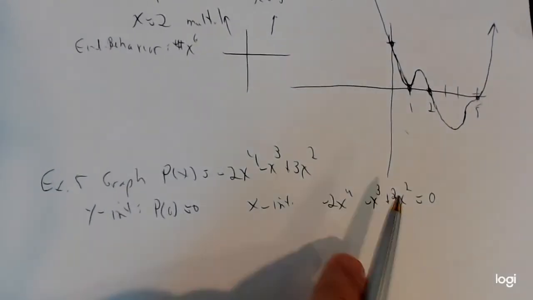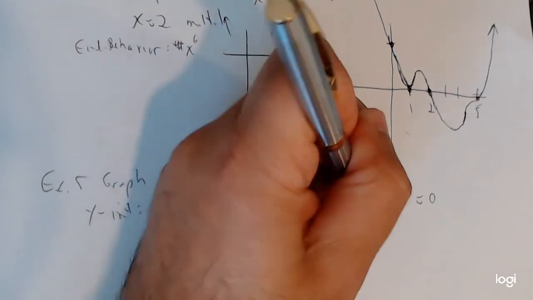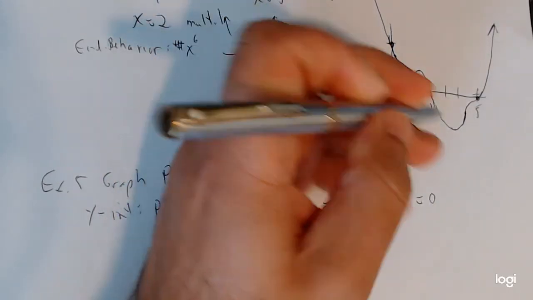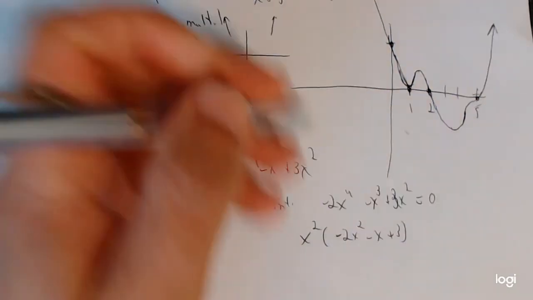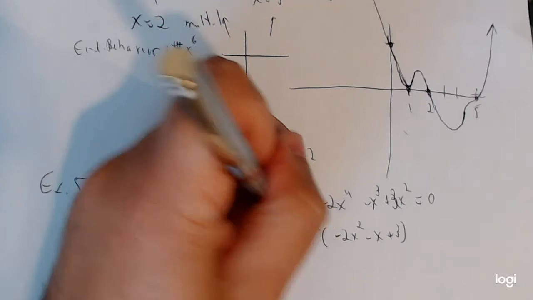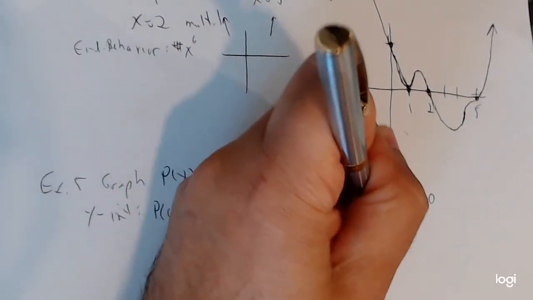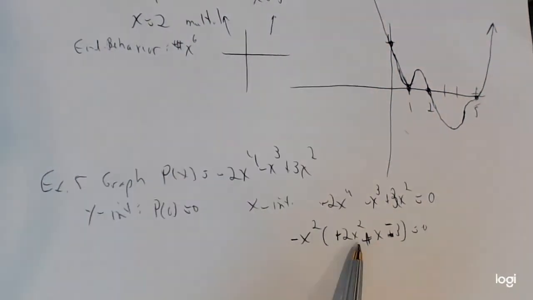Now we solve by factoring. So factor out an x squared, and we're left with negative 2x squared minus x plus 3. And if I wanted to, I could have factored out a negative just to make that a positive. Let's do that. If I factor out a negative x squared, that becomes positive, positive, negative. Now let's see, does this factor?